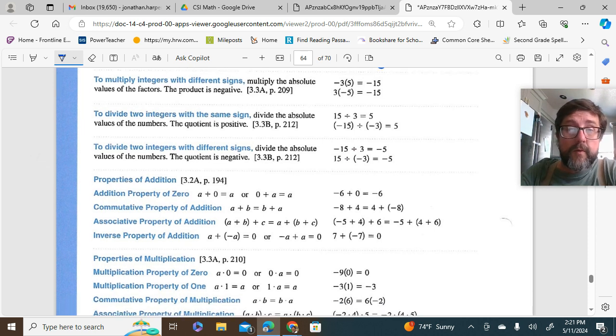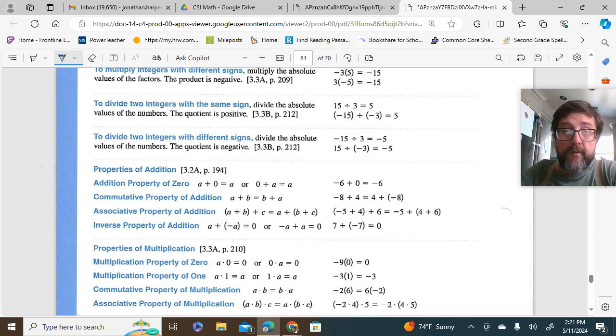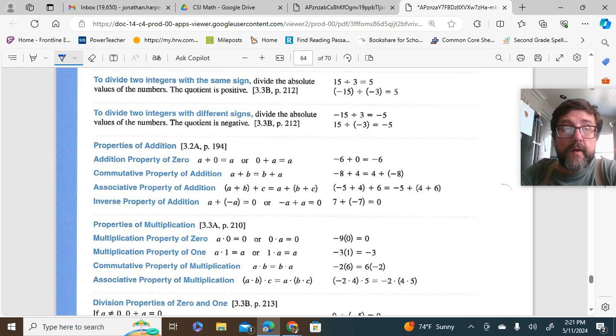To divide two integers with the same sign, divide the absolute values. So 15 divided by 3 equals 5. -15 divided by -3 equals 5. And the same goes to divide two integers with different signs: it's always going to be negative.